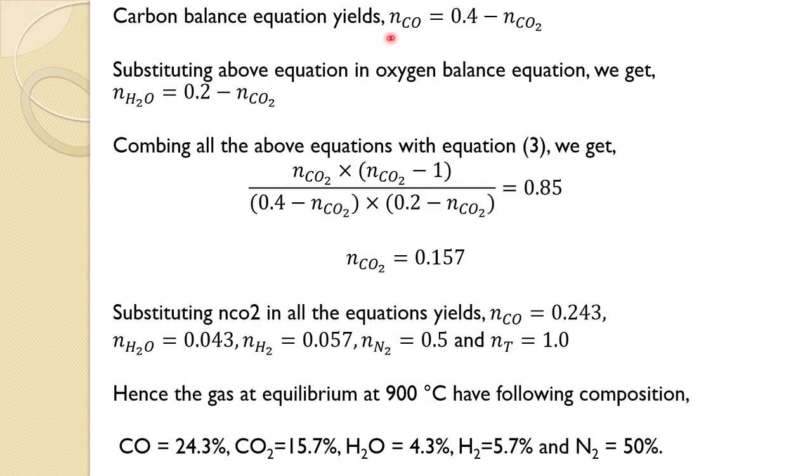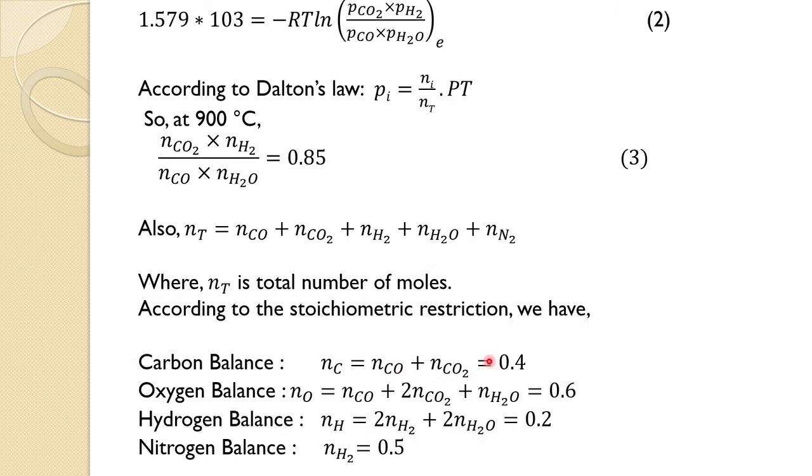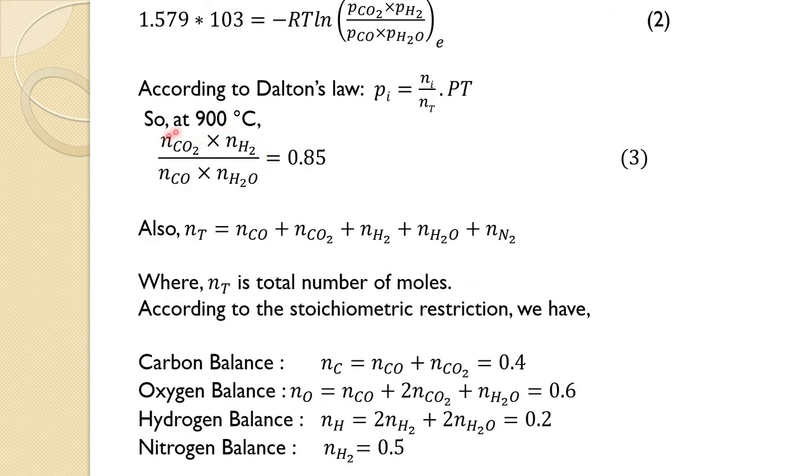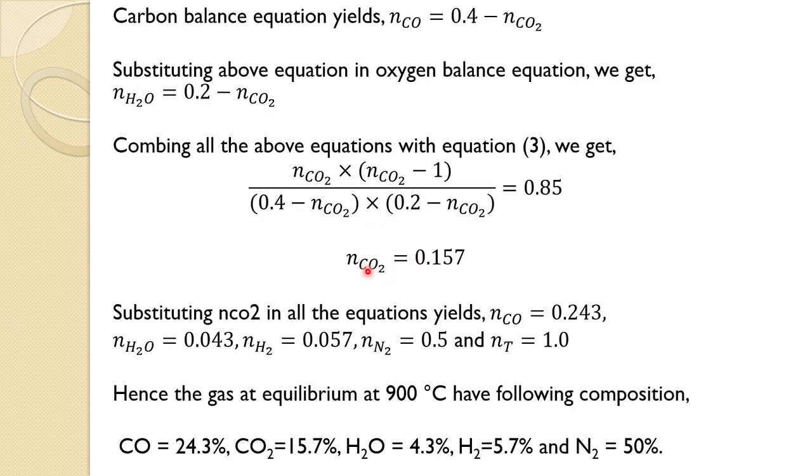So, with the help of these 4 equations, you can easily calculate in terms of CO. So, from carbon you can get the CO in terms of CO2, and you substitute in the other equation. Finally, you get your CO2 value, because you substitute back here, which is equal to 0.85. So, from that you can get the number of moles of CO2, 0.157.